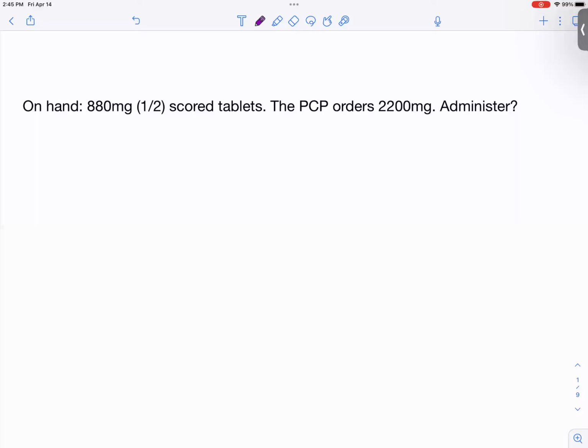So let's do this one together. So I'm always looking for that order. So it says on hand 880 milligram scored tablets. The tablets happen to be scored in half with a perforation. It means there's just a perforation on that pill, so it's easily snapped in half. The primary care provider orders 2,200 milligrams. So there's my starting point.